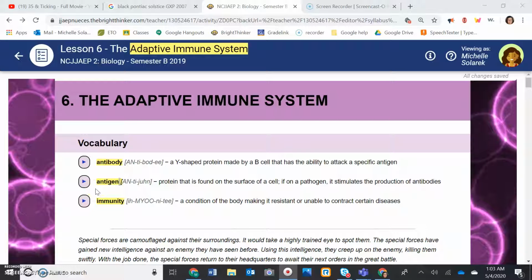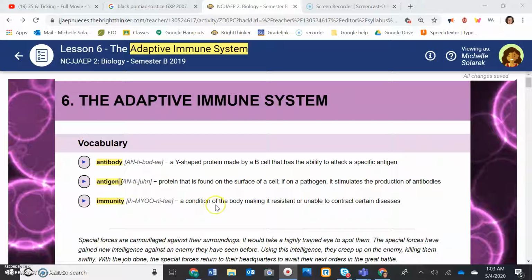Okay, next question, number 2. Protein that is found on the surface of a cell. If on a pathogen it stimulates the production of the antibodies, it's the antigen. So what is the protein that's found on the surface of the cell? The antigen.